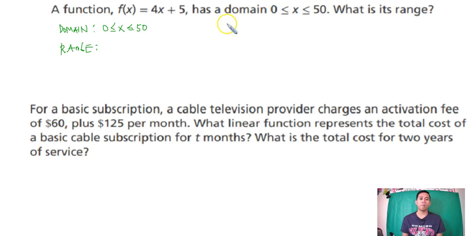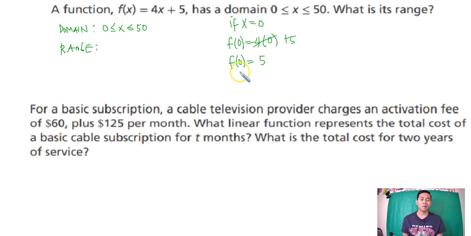So if x is equal to 0, that will be f of 0 is equal to 4 times 0 plus 5. All right, so f of 0 is equal to, of course, this will be cancelled out. It will give you 0. So f of 0 is 5.